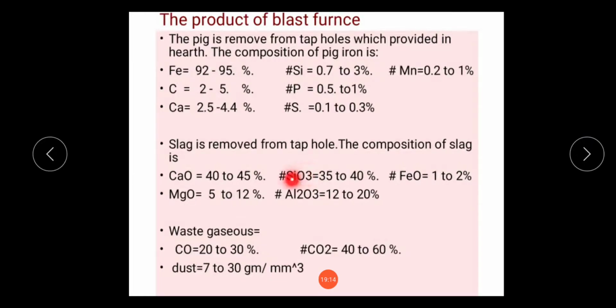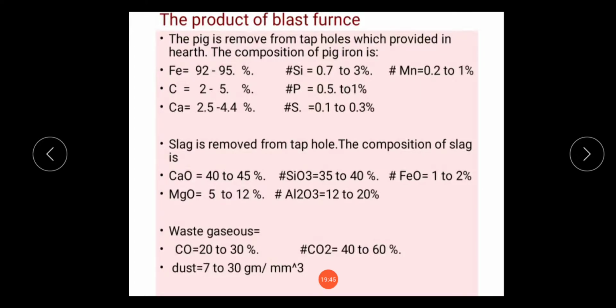Next composition is silicate. The amount of silicate is 35 to 40%. Next composition is alumina. The amount of alumina is 12 to 20%. Next composition is FeO. The amount of the FeO is 1 to 2%.